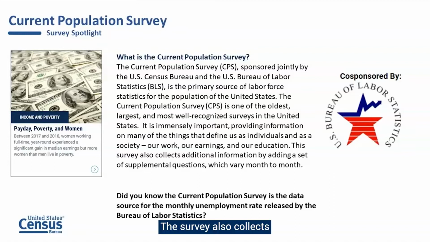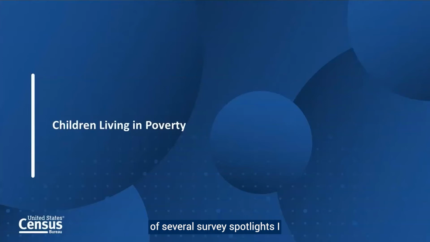The survey also collects additional information. The supplemental questions that are asked every month vary, but they cover a wide variety of topics as well, including child support, volunteerism, health insurance coverage, and school enrollment. And also, just as an interesting side note, I bet you did not know that the Current Population Survey is the data source for the monthly unemployment rate released by the Bureau of Labor Statistics. And that's the first of several survey spotlights I wanted to provide, just to give you a little more information about where the data are coming from.